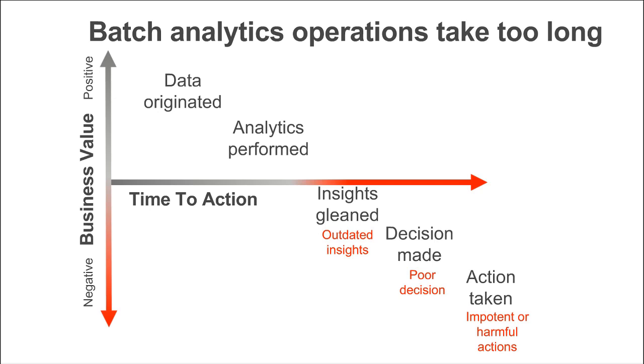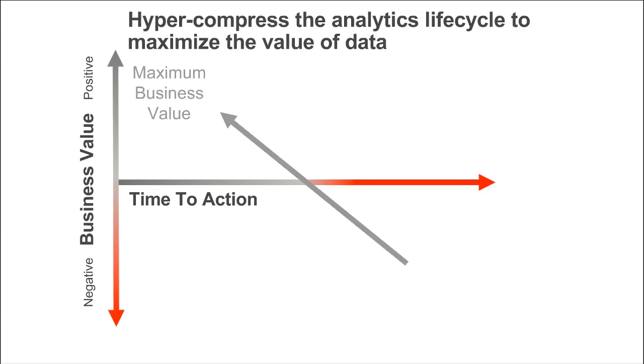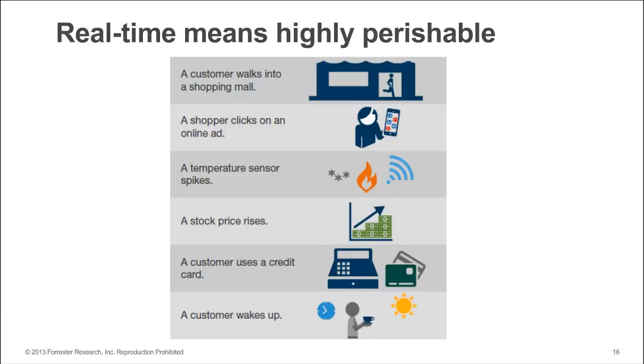So when you're doing batch analytics, that data originates, the analytics are performed, the insights are gleaned, some decision is made, some action is taken. That whole cycle has to be pulled up, and that's what streaming analytics does. It compresses that analytics cycle for real-time insights. Now, it's not saying that you still don't need the historical reports and the dashboards. You do, but real-time analytics has been a big gap for enterprises.